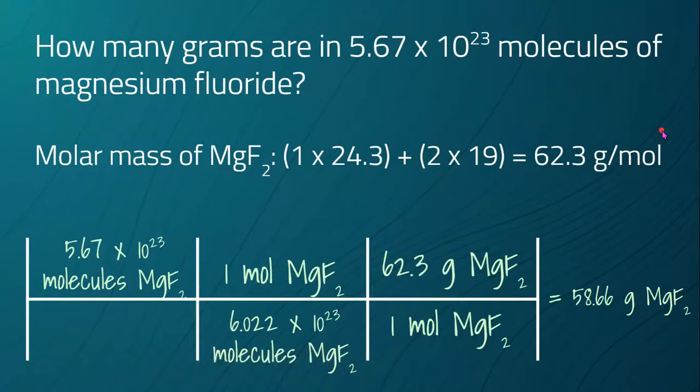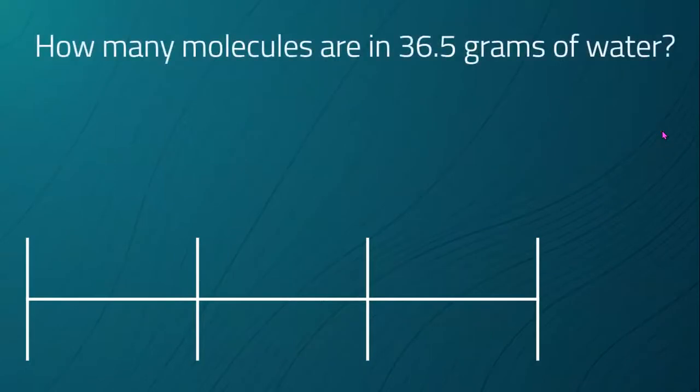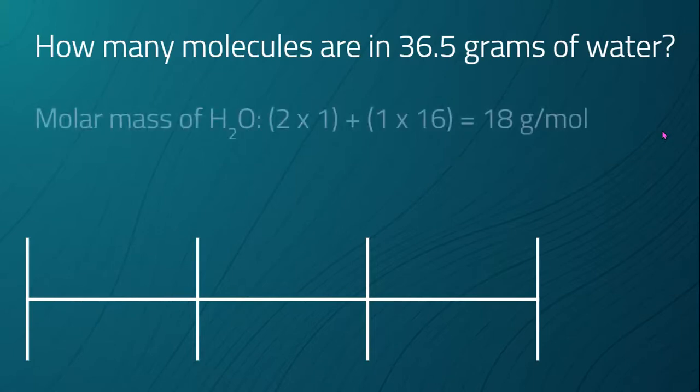Let's try one more problem, but this time we're going to go backwards. So now I'm asking how many molecules are in 36.5 grams of water. So I'm going to start by calculating the molar mass of water because I will need to use it. So I know water's H2O, 2 hydrogens at 1 gram per mole each, plus 1 oxygen at 16 grams per mole gets you a total of 18 grams per mole of water.